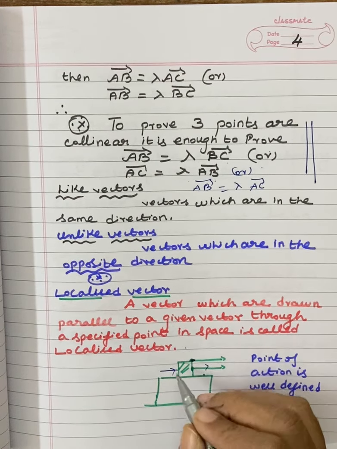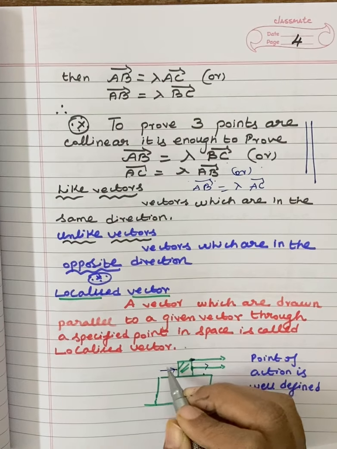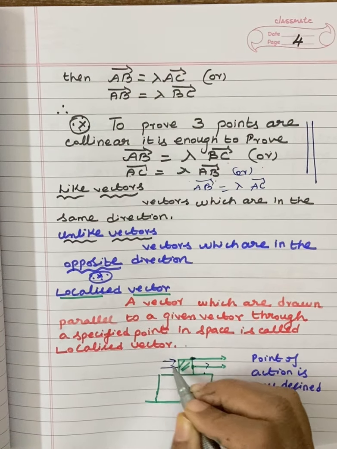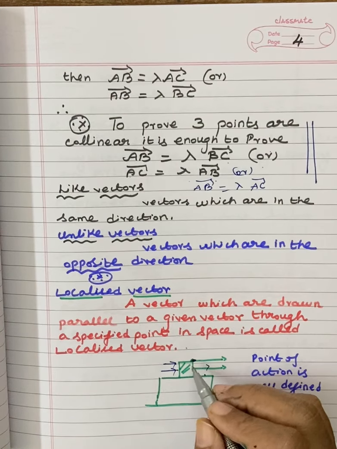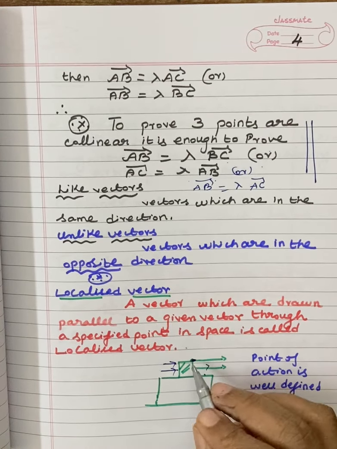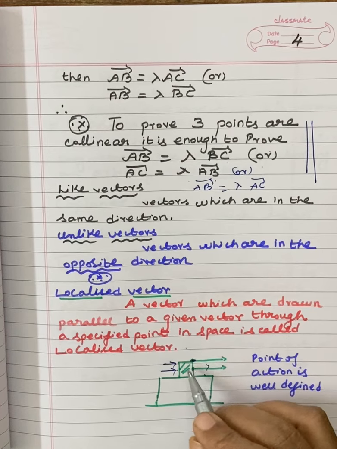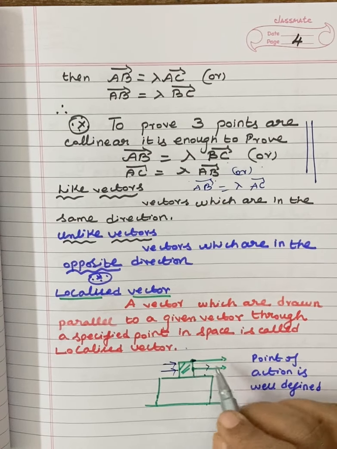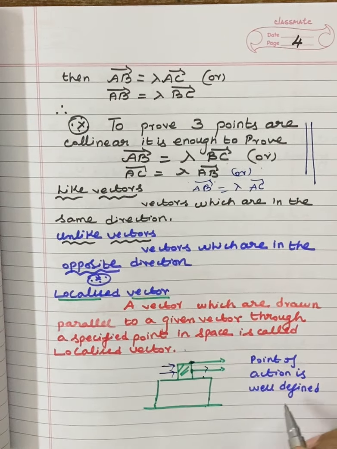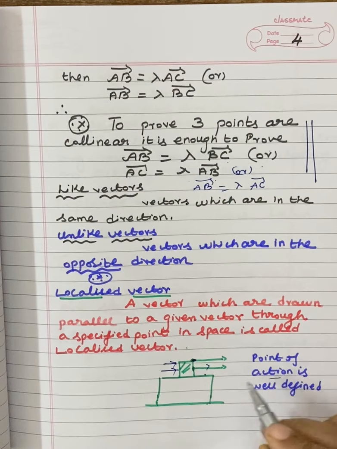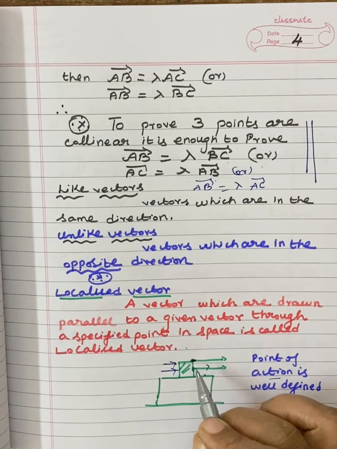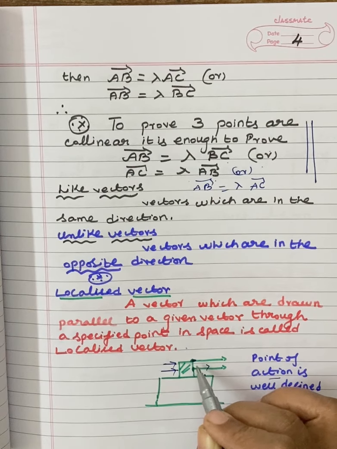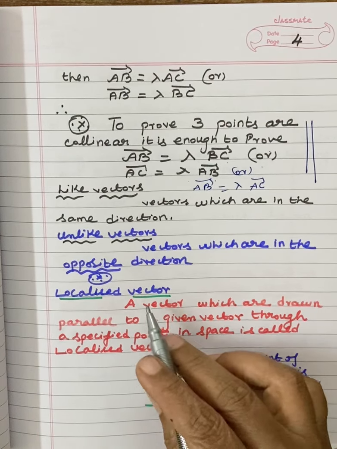Suppose you push the same box from here. Surely, try it at home. The small box will not move, it will fall down. So we know what will happen in the end by drawing a parallel line at the specified point. This is called a localized vector.